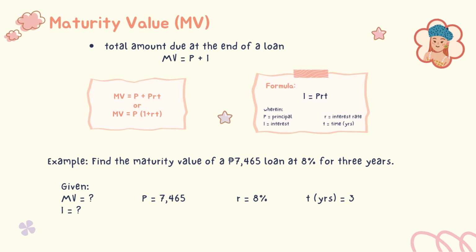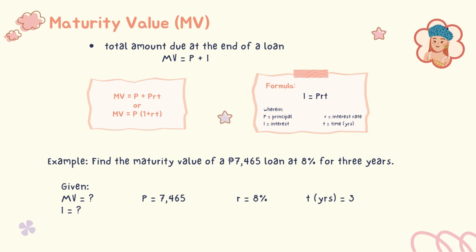Find the maturity value of a 7,465 loan at 8% for 3 years. So, I just made a summary here for the given. So, maturity value, question mark, kaya amo atong gipangita. Next is, ara siya gihatag nga 7,465, that's what we call as principal, so ang gihuwam nga money. And then R, ang rate, which is 8%, and ang time, here is 3 years.